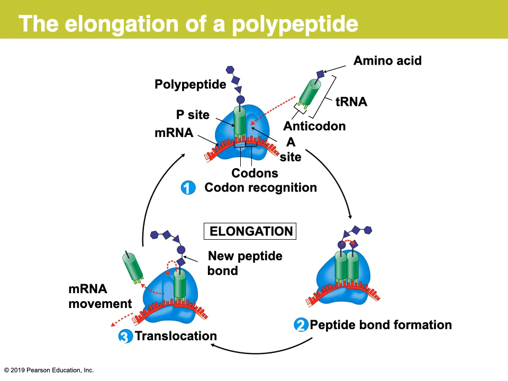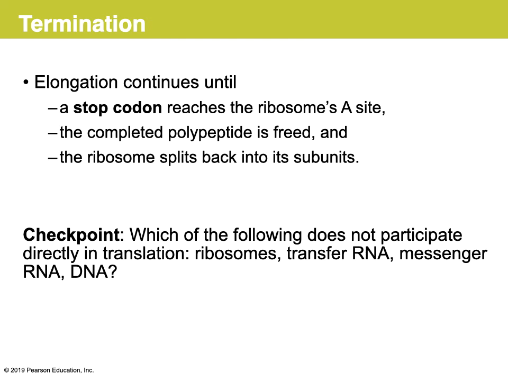And again, this is something where I will merrily tell you to go look at animations versus me doing this verbally. The good part is when you do those puzzle kits at home, you're going to be reproducing this whole business using those cardboard puzzle pieces. So that'll give you a chance to put it all together, literally put it all together, and see how it works yourself. So elongation proceeds until the stop codon reaches that ribosome's A site. That completed polypeptide is freed, and that ribosome breaks apart into its subunits.